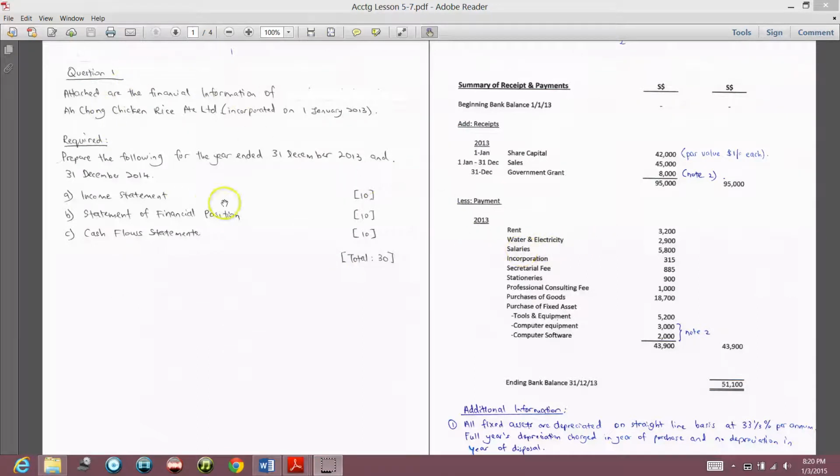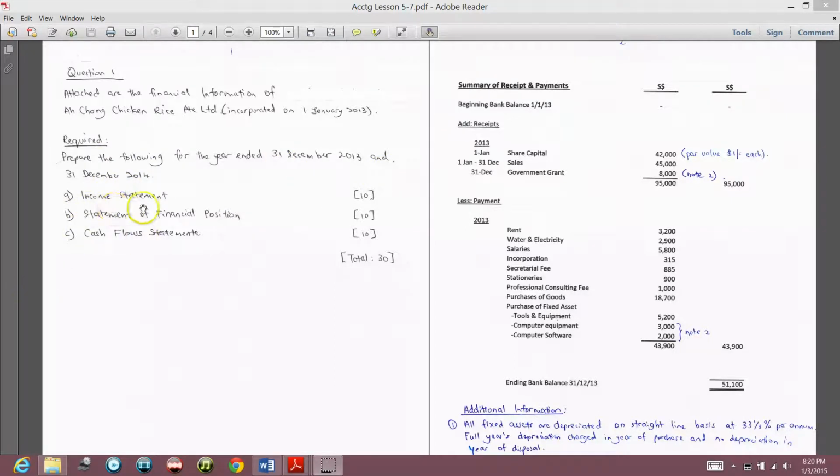This is a question that I designed myself in order for you to have a logical and practical understanding of the cash flow statement. The question says that attached is the financial information of Ah Chong Chicken Rice Private Limited. This company was incorporated, or registered, or started on 1 January 2013. Required: prepare the following for the year ended 31st December 2013 and 31st December 2014.